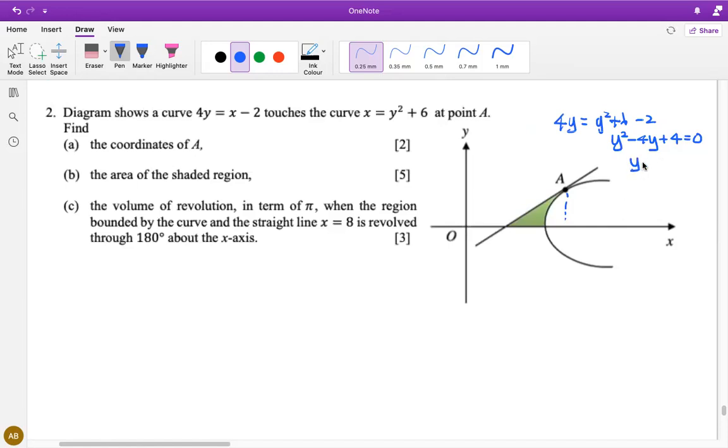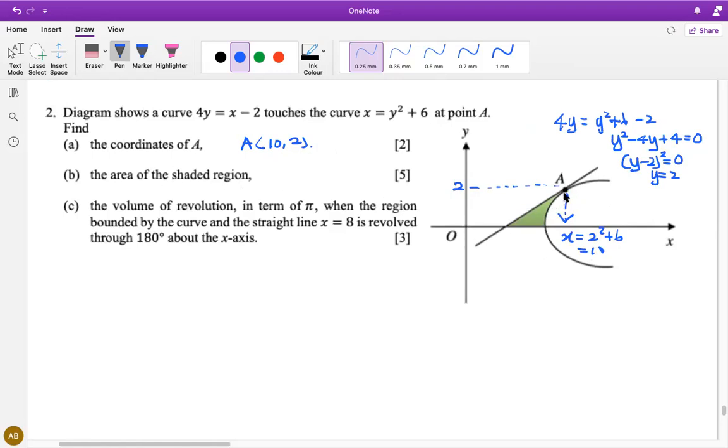Therefore, y minus 2 all squared equals 0. So y is 2. What is our x? So our x will be 2 squared plus 6, therefore it is 10. So our coordinate A is 10, 2. Okay, so find the area of the shaded region.